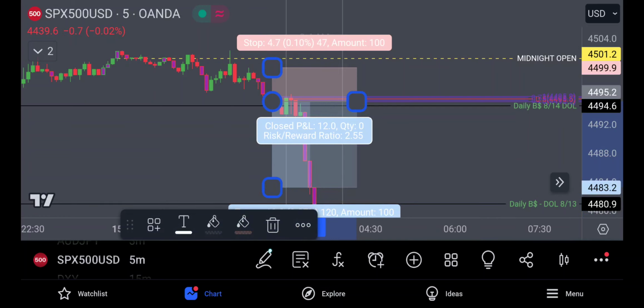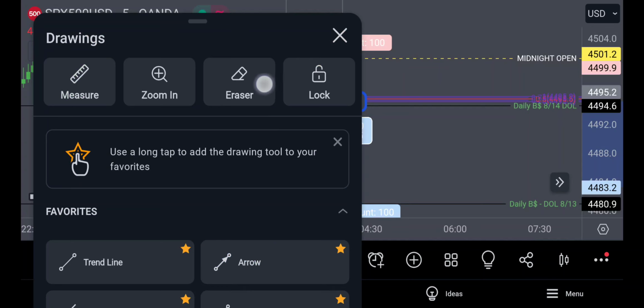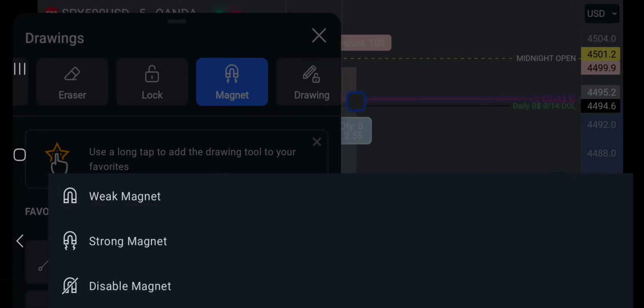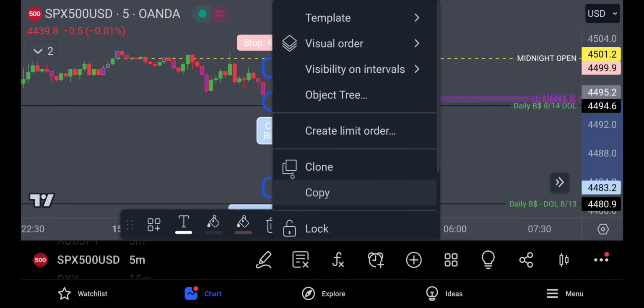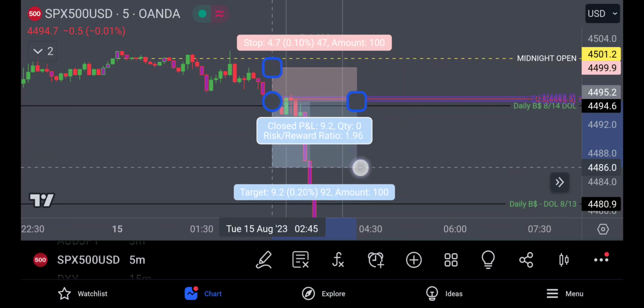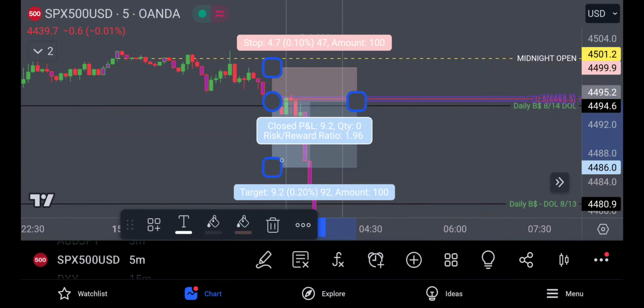It's just because I have the magnet on. I'm just going to disable the magnet right now. Let's just say we do a 2-to-1, something like that.